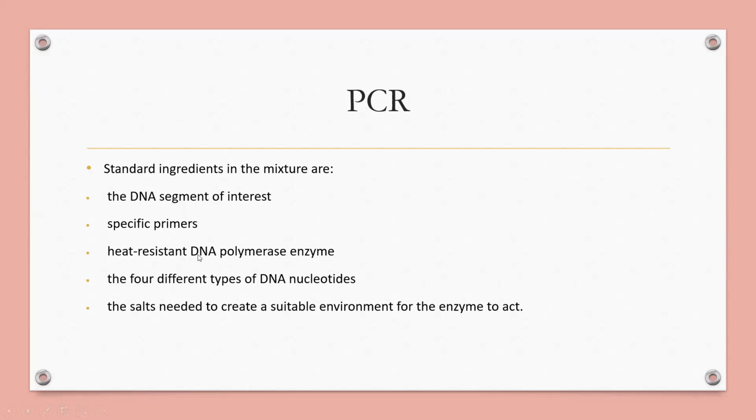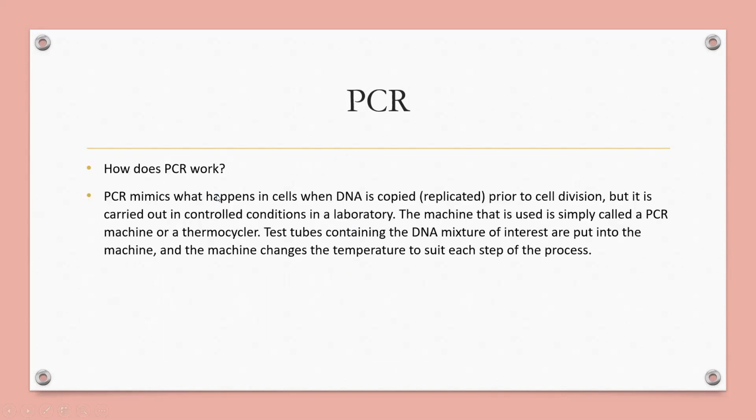Next, heat resistant DNA polymerase enzyme. Taq polymerase enzyme can be used. Next, the four different types of DNA nucleotides: dATP, dGTP, dCTP, and dTTP, that is adenine, guanine, cytosine, thymine. These are the four different types of DNA nucleotides. Next, the salts needed to create a suitable environment for the enzyme to act. Next, total three steps.